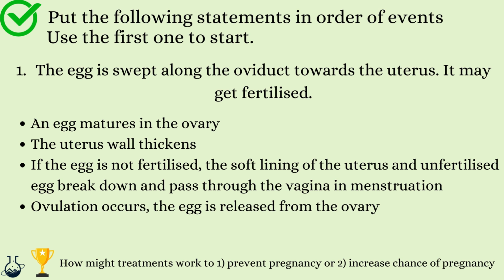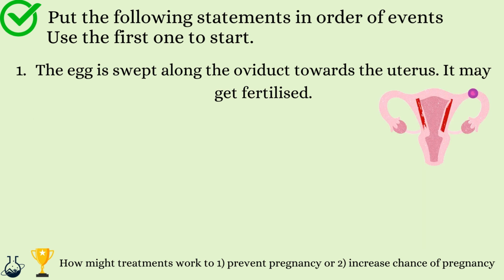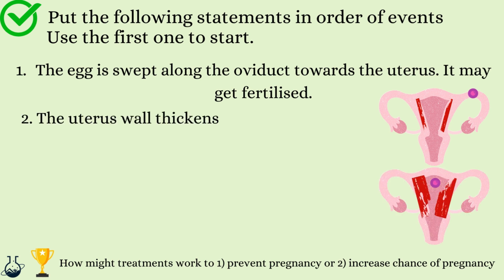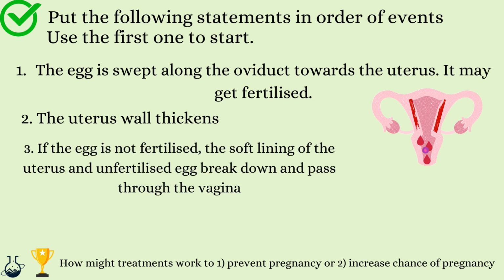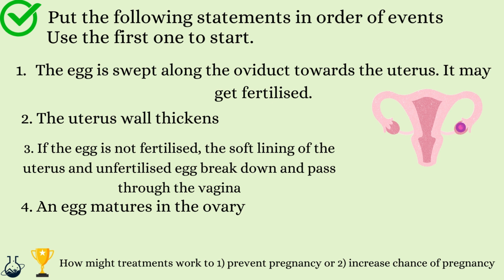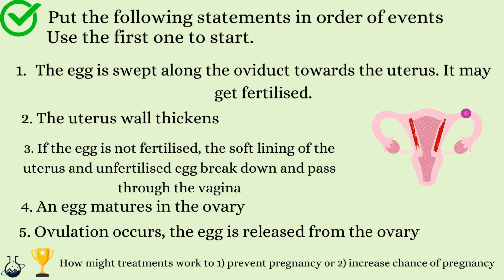Answers coming up. So first of all, the egg is swept along the oviduct towards the uterus. It may get fertilised. The uterus wall then thickens to get ready for implantation. If the egg is not fertilised, the lining of the uterus breaks down and passes through the vagina. A new cycle then begins by an egg maturing in the ovary, and we end up back where we started, ovulation.